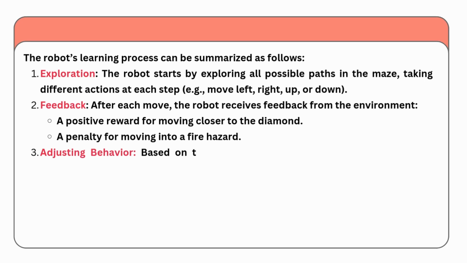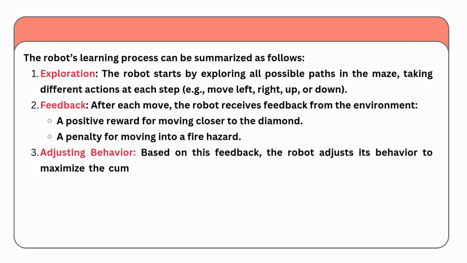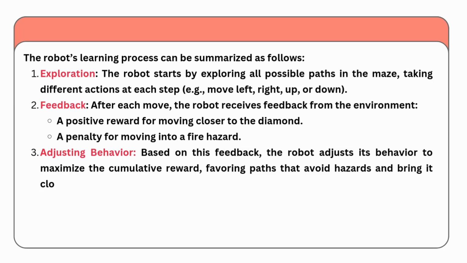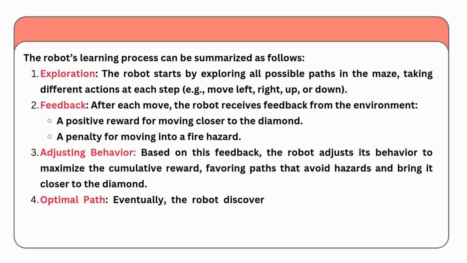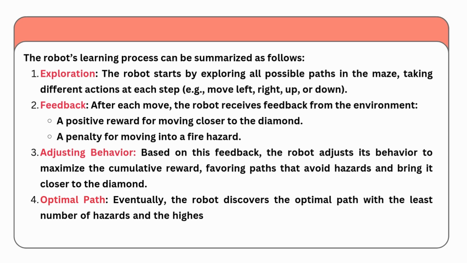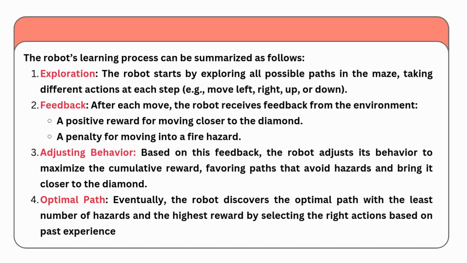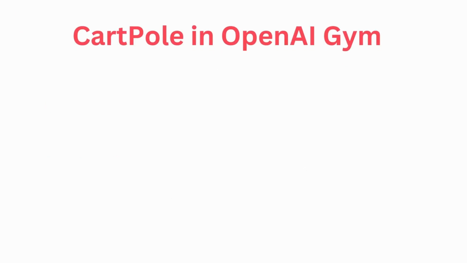Third, adjusting behavior. Based on this feedback, the robot adjusts its behavior to maximize the cumulative reward, favoring paths that avoid hazards and bring it closer to the diamond. Fourth, optimal path. Eventually, the robot discovers the optimal path with the least number of hazards and the highest reward by selecting the right action based on past experiences.